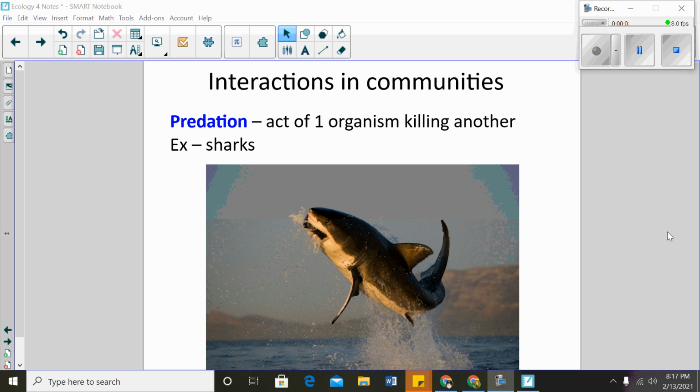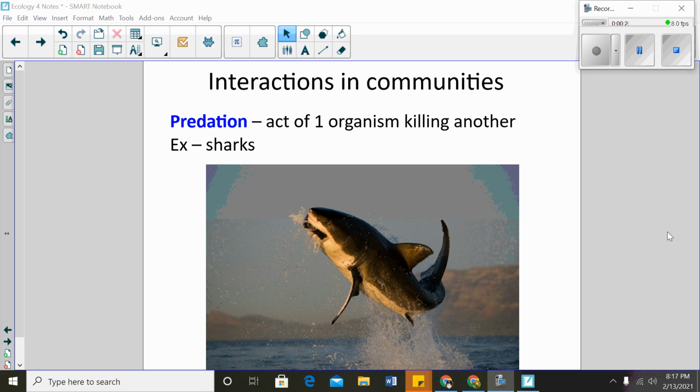This is Biology Unit 6, Ecology. Here we'll look at interactions in communities. So the first interaction is predation. This is a predator-prey relationship. Predation is the act of one organism killing another. This is not necessarily beneficial to the prey, but it's very beneficial to the predator.